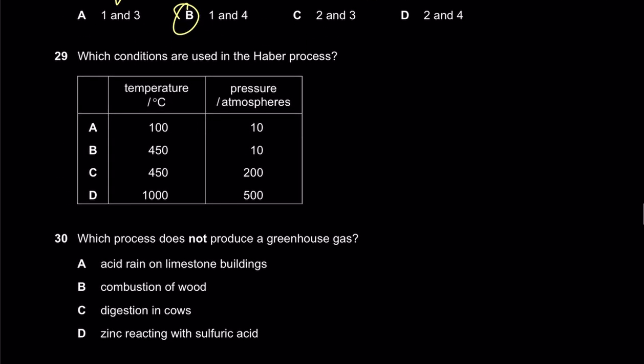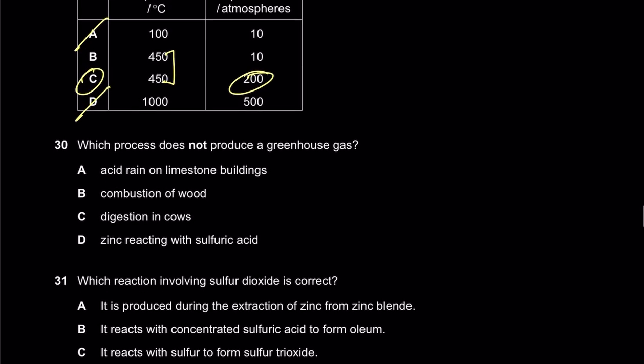Which conditions are used in the Haber process? Sir, A and D are wrong. You have a temperature of 450 degrees Celsius and a pressure of 200 atmospheres, not 10 atmospheres.